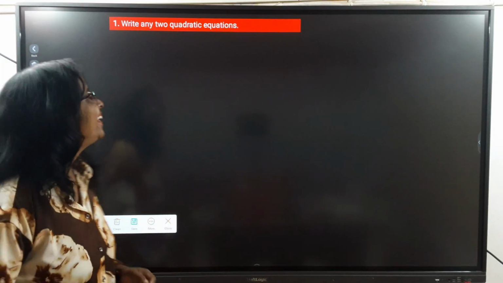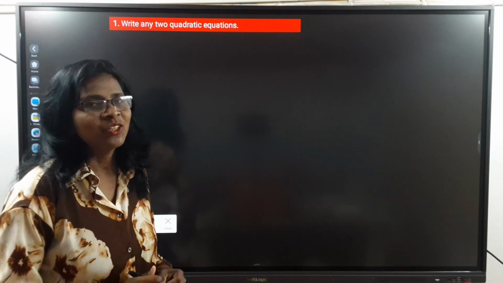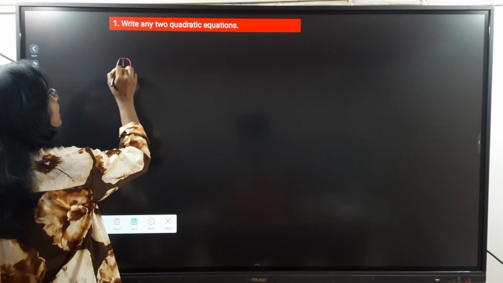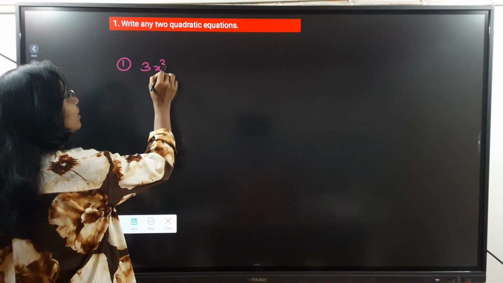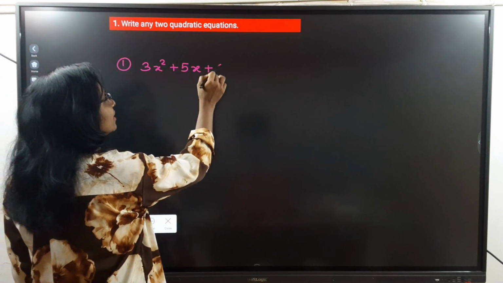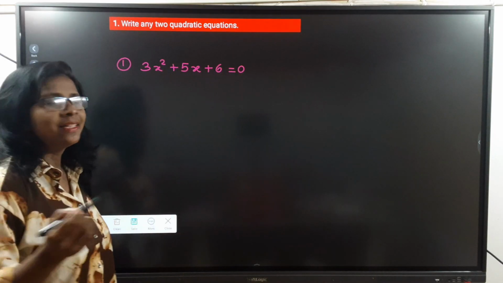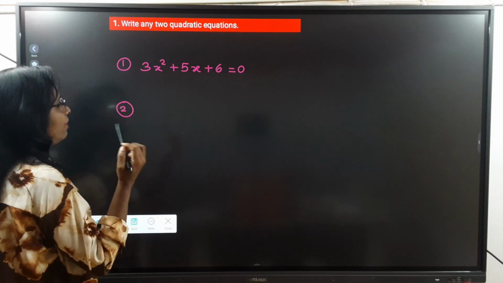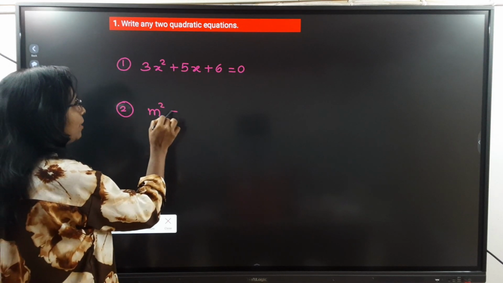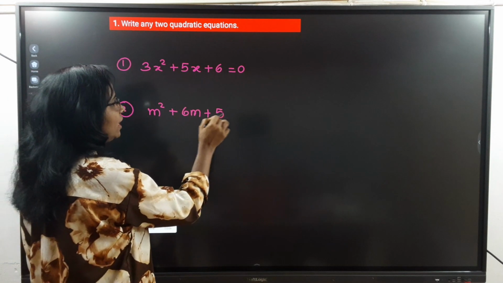Question first, students: write any two quadratic equations. So first we write down any quadratic equation. First I write down 3x square plus 5x plus 6 is equal to 0. Then the second one, that is in the variable m, students. So I write m square plus 6m plus 5 is equal to 0.